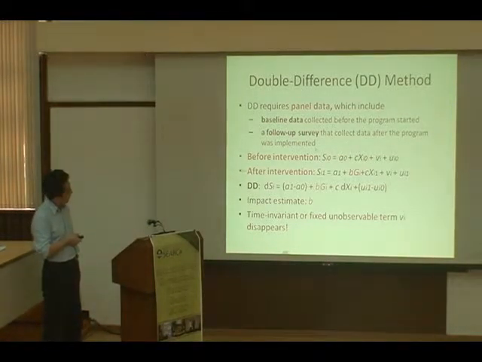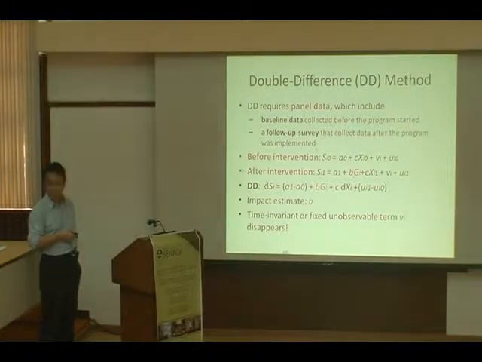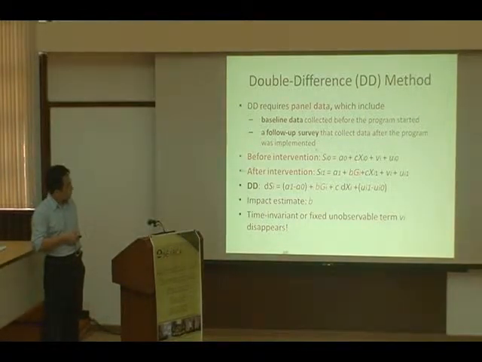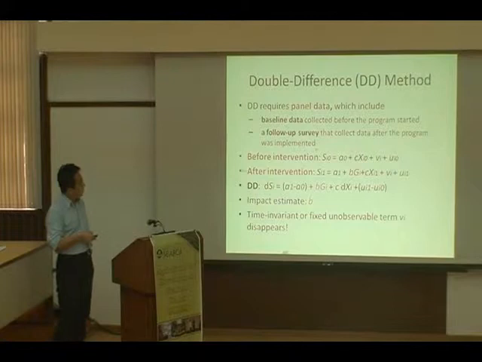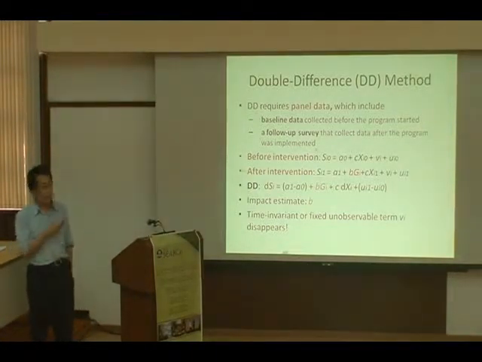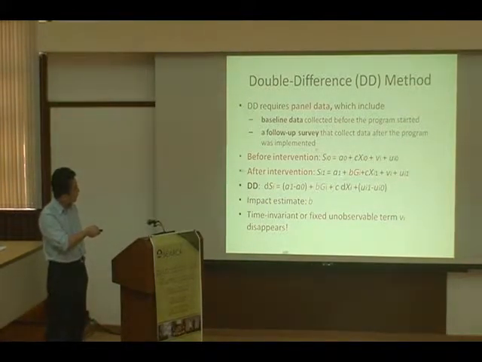So before the intervention, we have this behavior equation. S is outcome. S zero, because the program was not implemented yet, is the outcome before the program. And these are observable characteristics, and the fixed unobserved error component, and this is the unobserved shock, the time-varying error component. And after the intervention, we have a new term, which is the program impact. So what we are interested in estimating is B, or beta, anyway. And other things are the same, except the time notation. And this is the outcome of the program, so we put one.